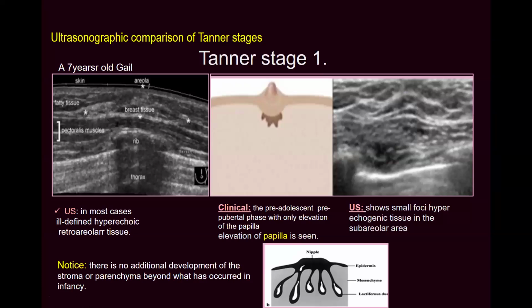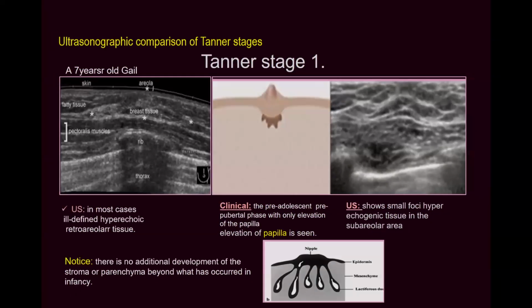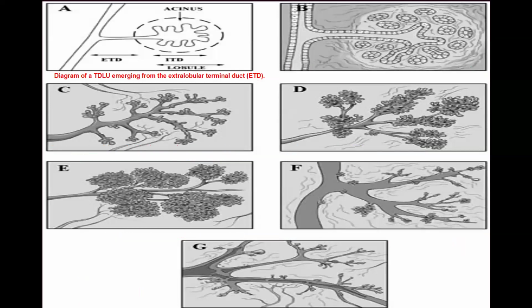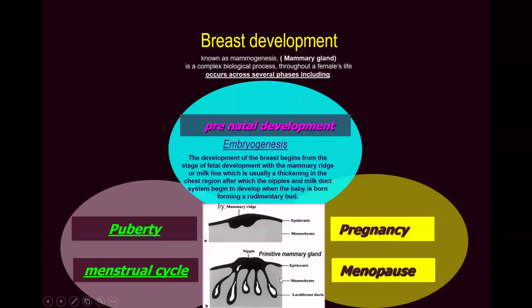What is Tanner stage 1? Do you remember this? We said this is the primitive mammary gland. Do you remember? We said this is the first stage. This is not influenced by hormone, the ectodermal thickening. Then this is influenced by hormone, the primitive mammary gland. And the baby is born with this primitive mammary gland and stays like that until puberty.